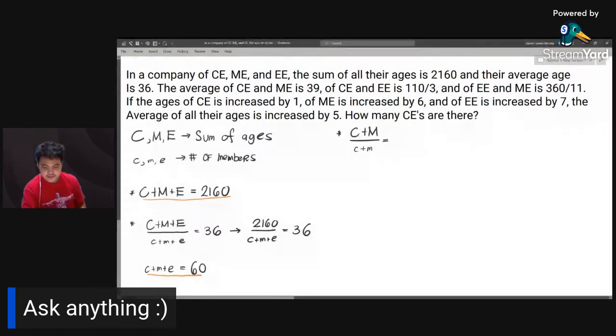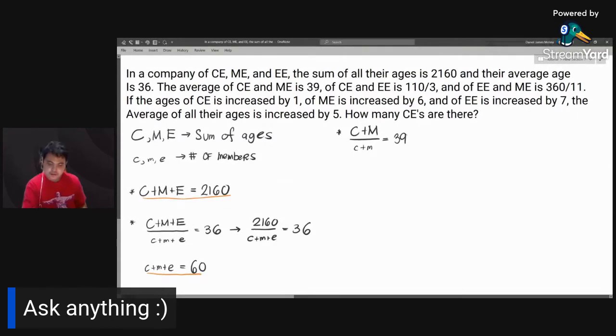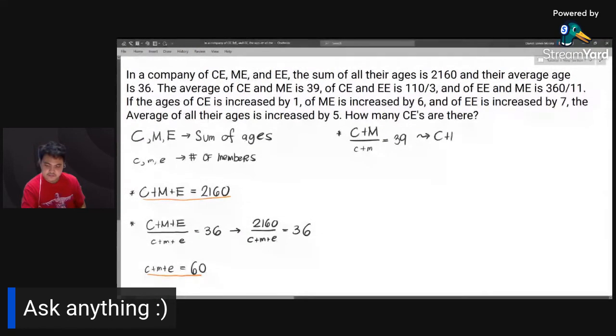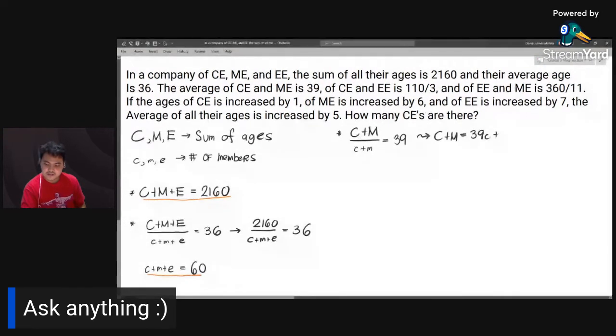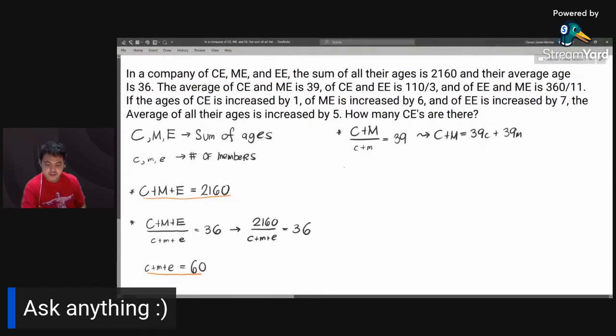So, 39 daw. Alright? So, pwede natin tong gawin ganito. C plus M is equal to 39. Tapos, distribute na natin sa small c, small e, no? 39C plus 39M. Okay, heads up, mahaba yung solution nito.